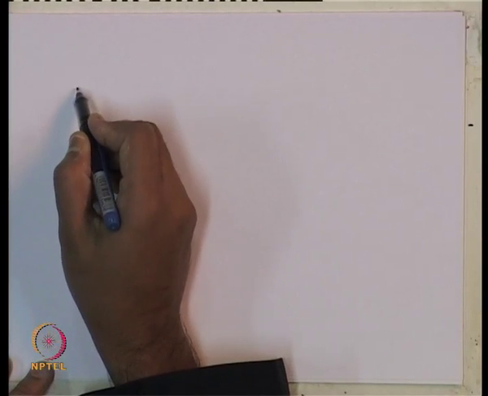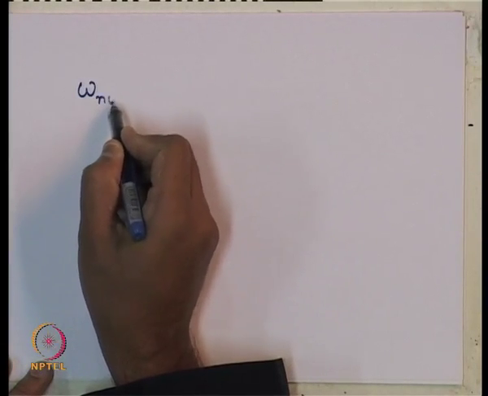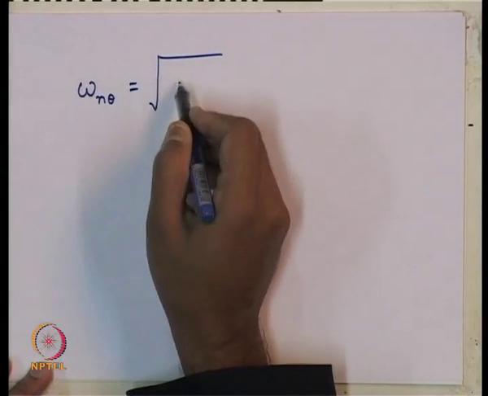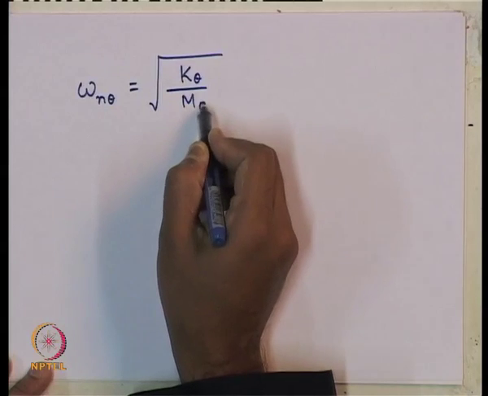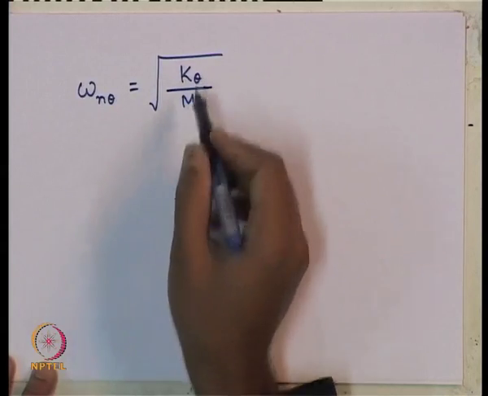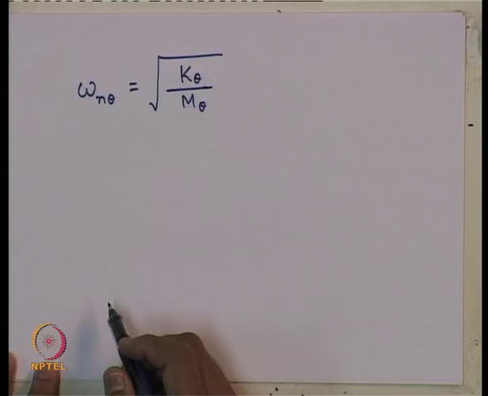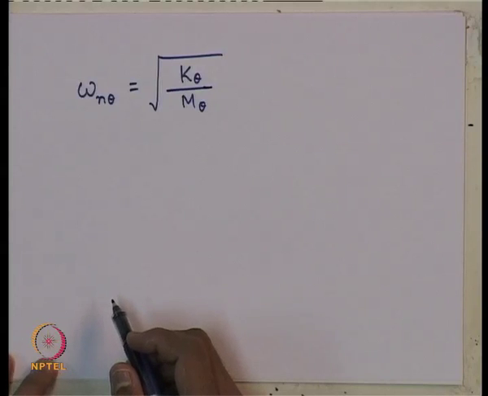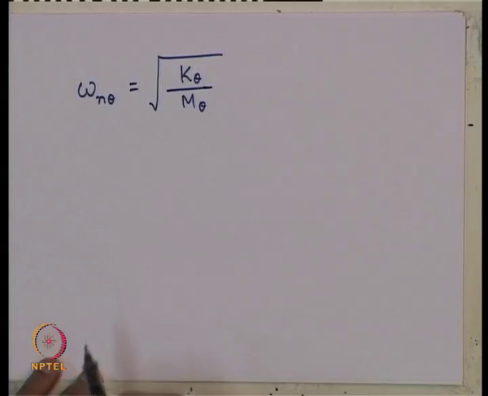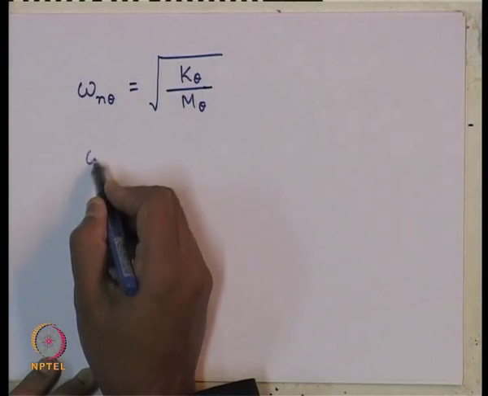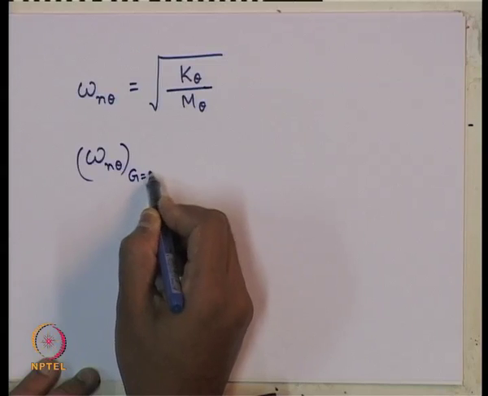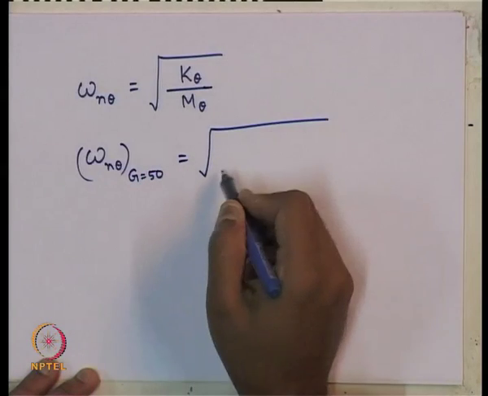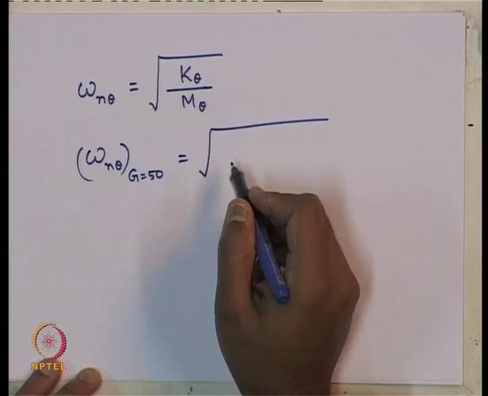Now, the next step is to calculate the natural frequency. So, omega n theta can be calculated using this: k theta by m theta, that is the torsional spring constant by the mass moment of inertia with respect to torsion. So, omega n theta for G equals 50, the first type of soil, will be k theta for the first type of soil. How much did we get?